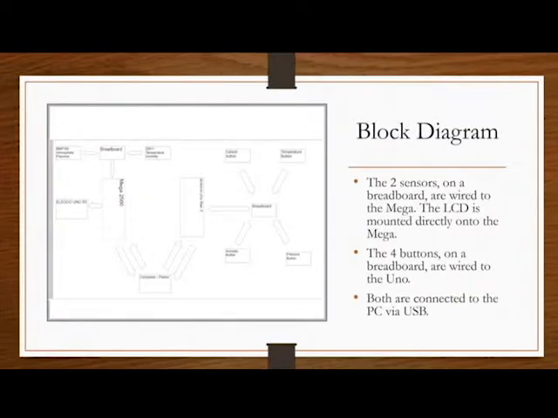Alright, in this slide we have the block diagram of how our system works. Essentially we had to use two Arduino boards. We had to use a Mega 2560 because we needed extra pins to connect the sensors, since the LCD screen took up the rest of the space. The sensors are connected onto one breadboard and then wired into the Mega, which then outputs the sensor data onto the screen and also through USB, through serial data, to the computer.